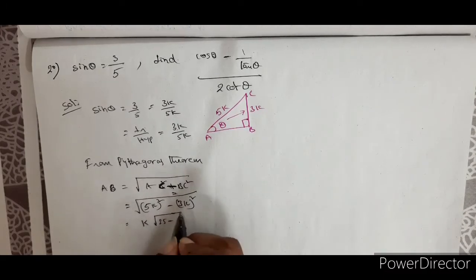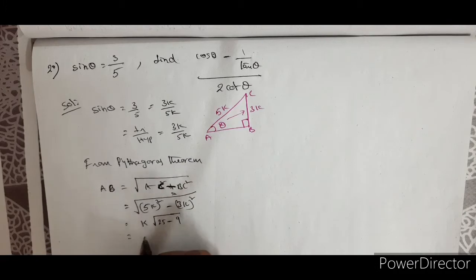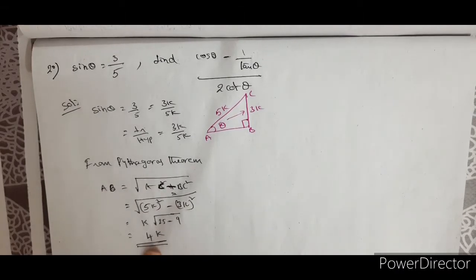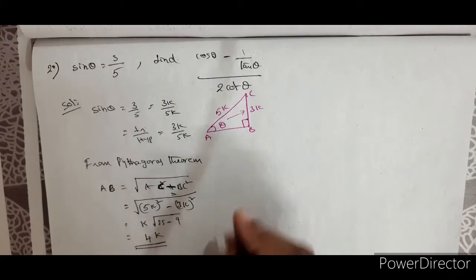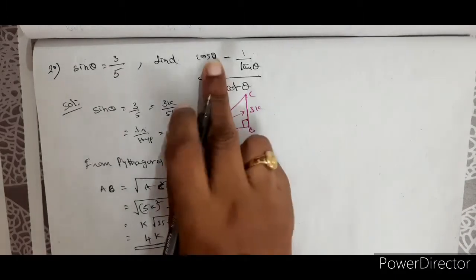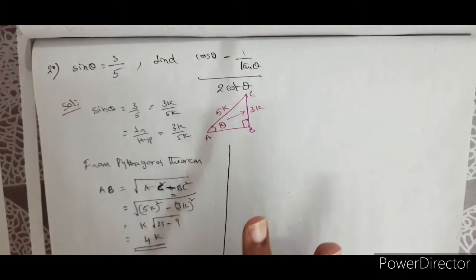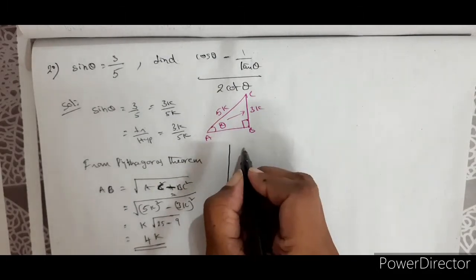5 square is 25 minus 3 square is 9, which is equal to 16, under root is 4. So 4k. So AB value is 4k. Now what is the next step? Yes, absolutely right. You have to find out cos theta, tan theta and cot theta. 3 trigonometric ratio values we need to find, right?